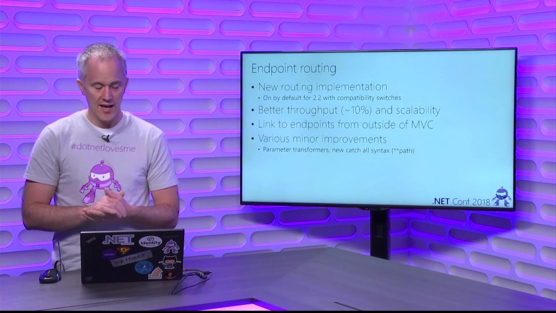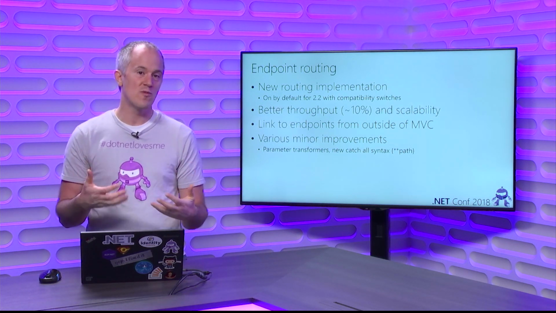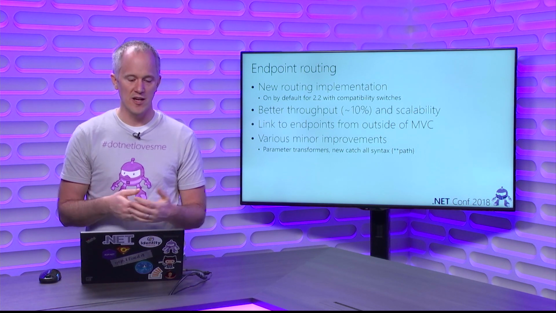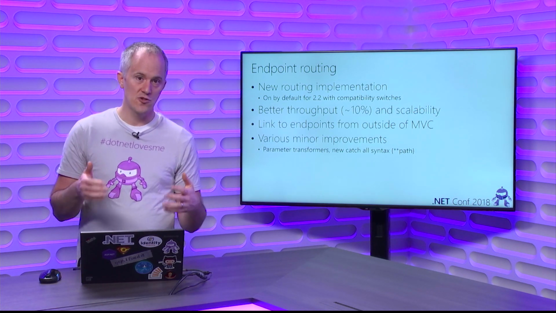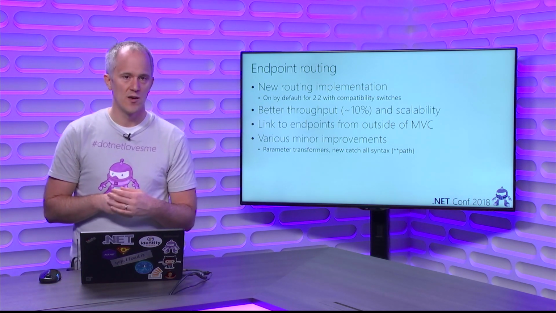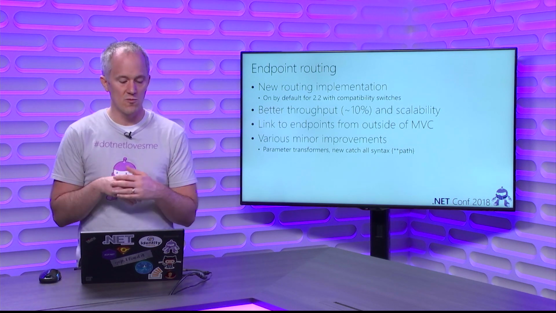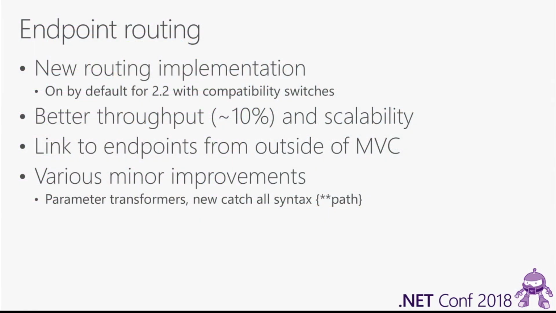All right, endpoint routing is next. We are implementing a completely new routing system for ASP.NET Core 2.2 that we call endpoint routing. It is on by default in a 2.2 application as long as you've set the compatibility mode to 2.2, which means it even replaces the existing routing system. The nice thing about this new system is it has much better performance. It has about a 10 to 15% throughput improvement, and it's also much more scalable.